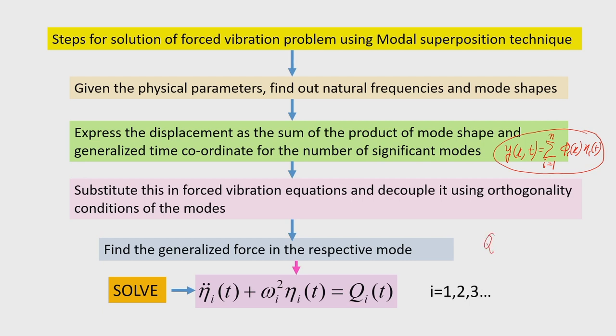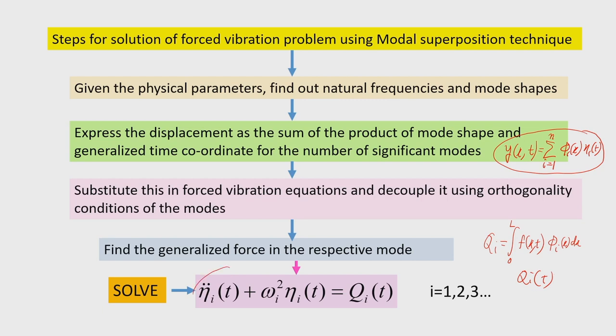So, the force distribution f(x,t) is a distributed force, multiplied by the ith mode shape, and then integrated from 0 to L over the domain of the string. We are getting a time function, because Qi(t) is a function of time. Qi(t) is a function of time because it is integrated with respect to x. It is a definite integral. Therefore, we are getting a function of time.